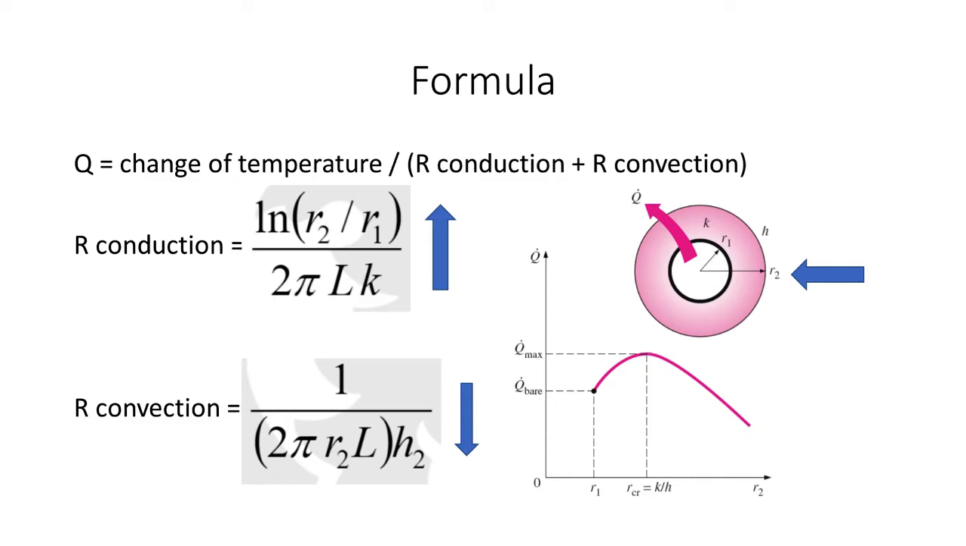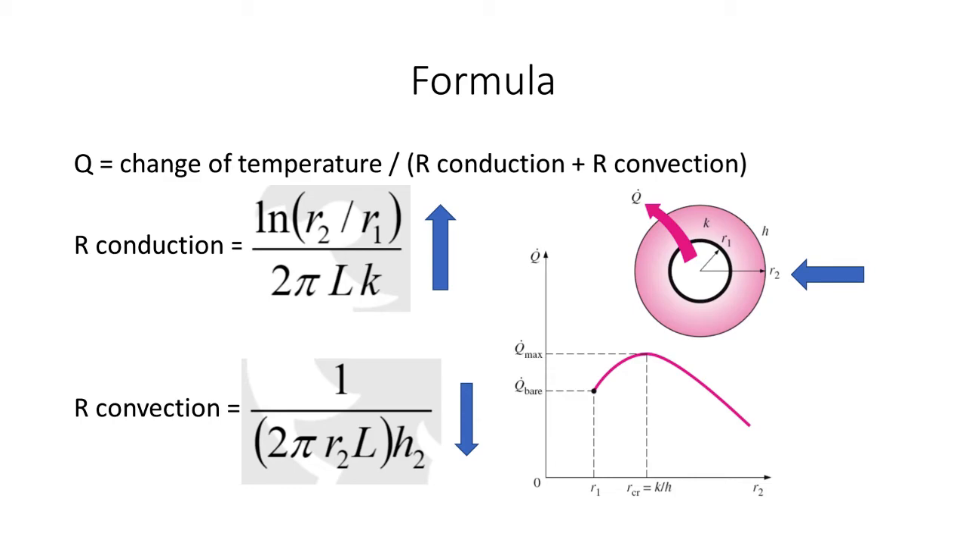So also a very important observation is for R conduction, R2 is in the log. So this actually means that R convection will have more of a precedence compared to R conduction on the effect it has on the Q formula. So actually at the beginning, because of R convection being more important, you'll actually result in a reduced total R, and this will actually allow for more heat to escape, as you can see from the graph, where at the beginning you're actually allowing more heat to escape as you increase R2.